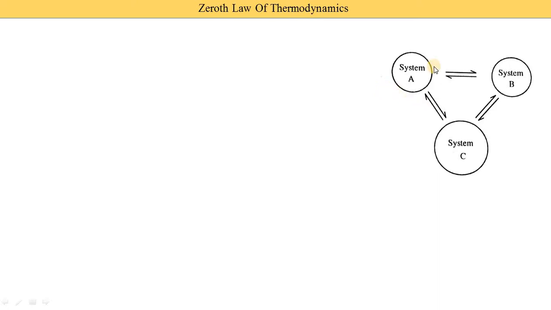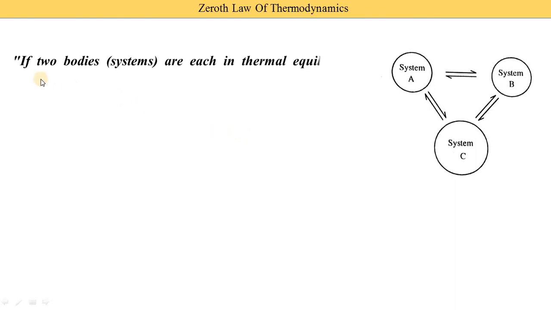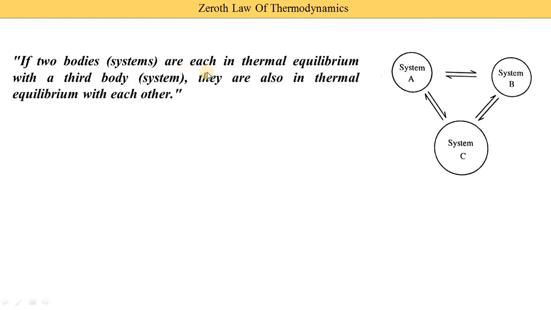So for understanding the zeroth law of thermodynamics, we take three systems or three bodies. Here you see in this image system A, system B and system C. If two bodies or systems are each in thermal equilibrium with a third body, then they are also in thermal equilibrium with each other. Suppose we consider that two bodies A and B are in thermal equilibrium with C. That means they are in thermal equilibrium with each other.